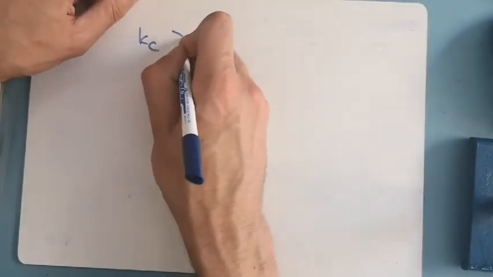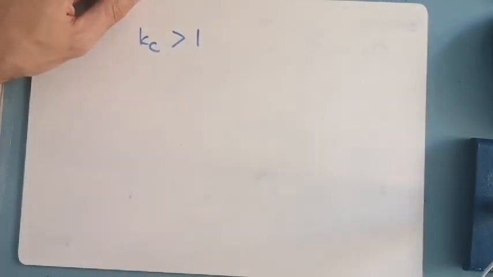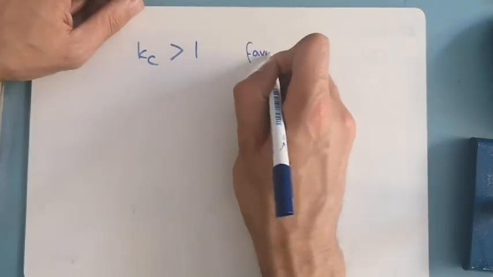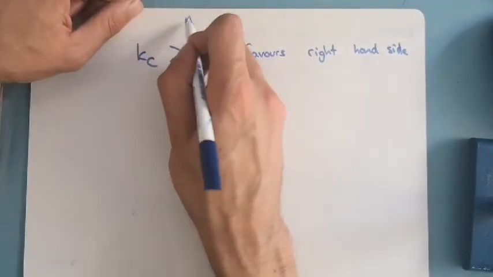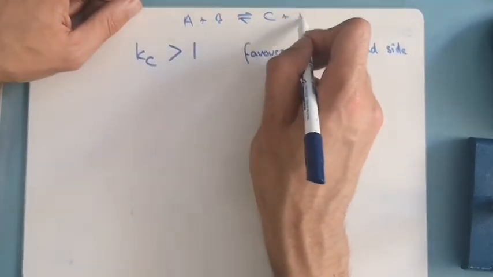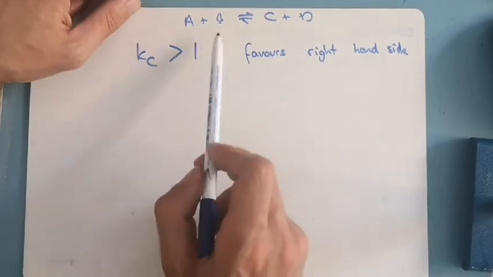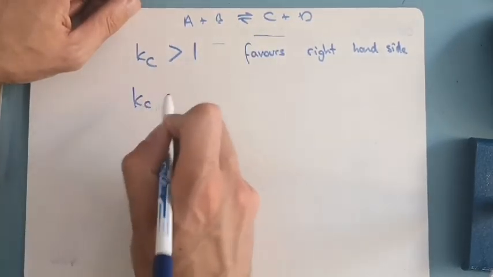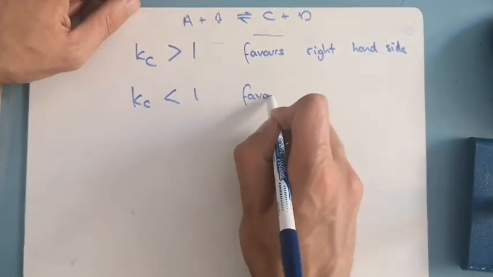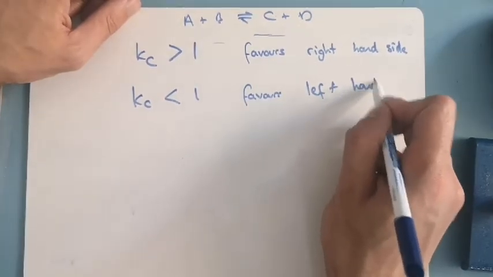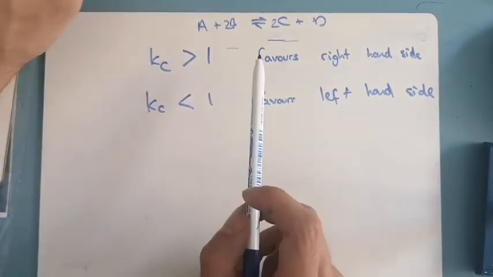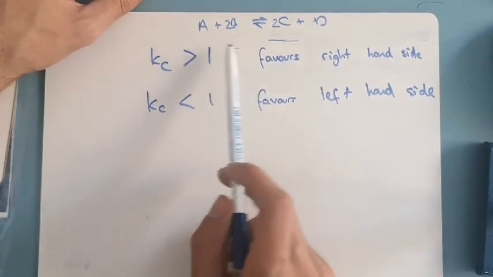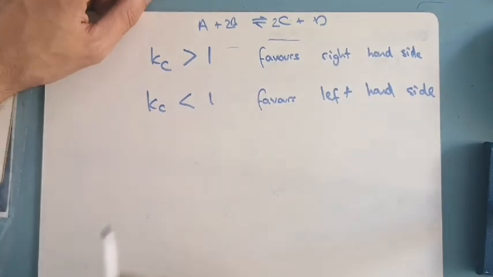If the Kc value is greater than 1, then we can say the equilibrium favours the right hand side. So in our reaction of A plus B going to C plus D, if its Kc is above 1, then it's favouring producing more C and D. If Kc is lower than 1, then it favours the left hand side. So that one we just saw, where we had A, 2B going to 2C plus D, had a value of 0.5, so the equilibrium favoured the left hand side. And that is equilibrium constant and chemical equilibrium.